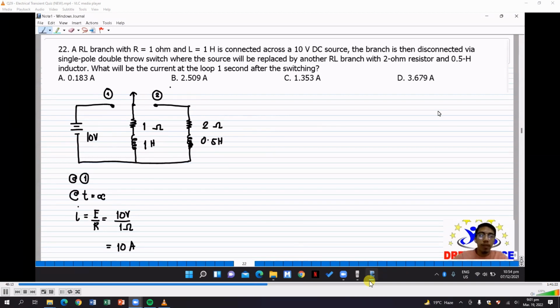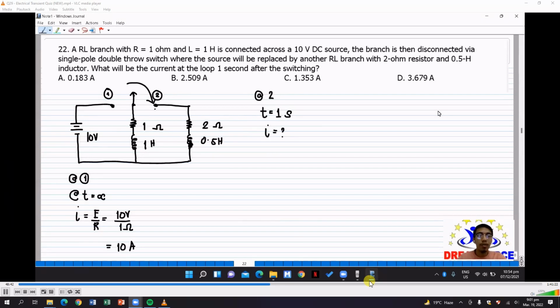Okay, so next, let's go to the second position of the switch. The question here is, what will be the current in the loop 1 second after the switching? So right after we throw the switch, we won't take the current yet, but we will take the current after 1 second. Okay, so at t equals 1 second, what is our current?